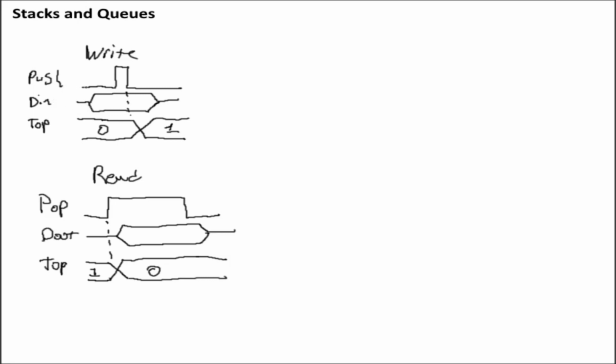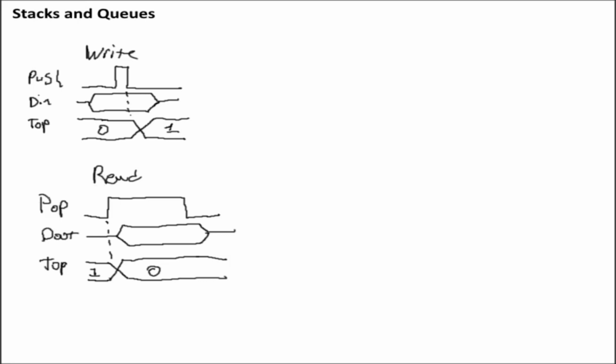So that's going to basically send a pulse. With the data input on the data bus, we send the pulse, it writes to memory. And then on the falling edge, that top pointer is then going to increment, ensuring that the pointer is always pointing to the next available point in the stack.